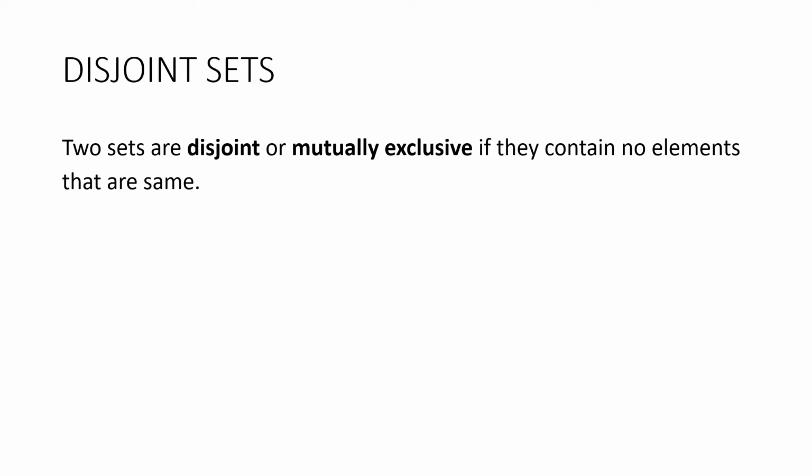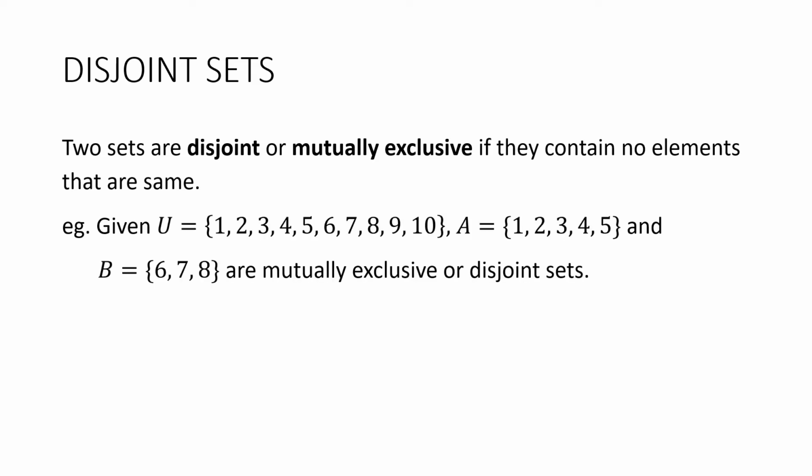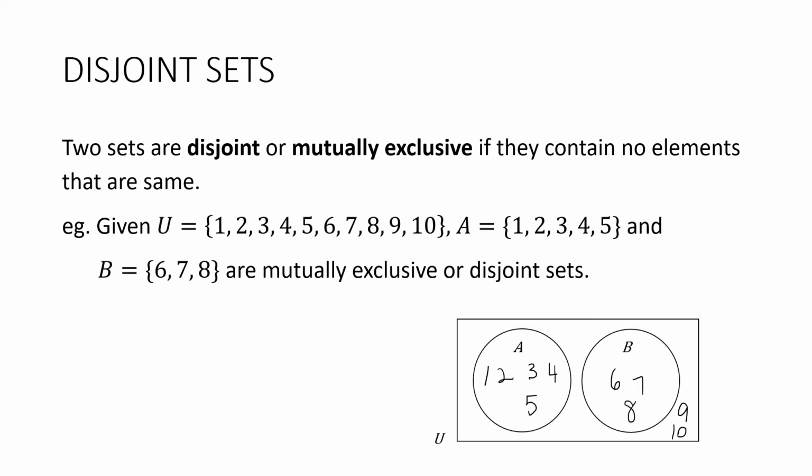Two sets are said to be disjoint or mutually exclusive if they contain no common elements. So here's our example. The universal set contains the numbers 1 to 10. Set A is the numbers 1 to 5, but this time set B is just the numbers 6, 7, and 8. We can see that they are mutually exclusive. There are no common elements. There's no overlap. So when we draw our Venn diagram, the circles are separated.